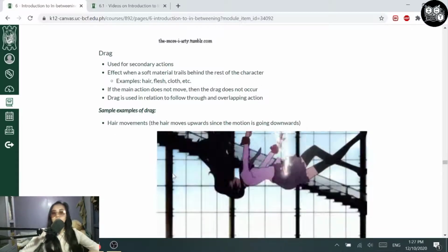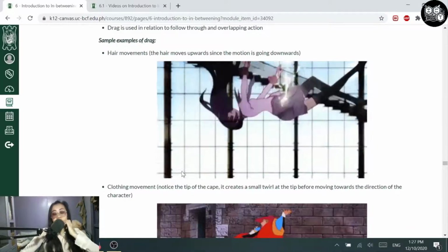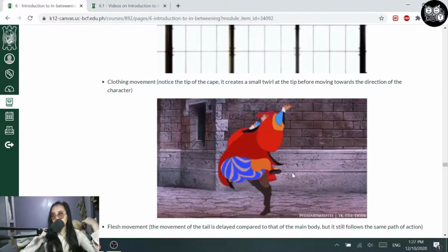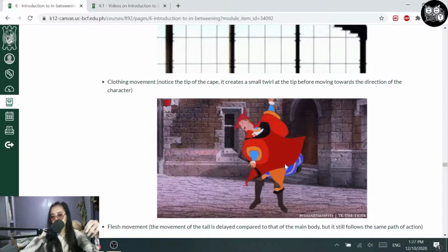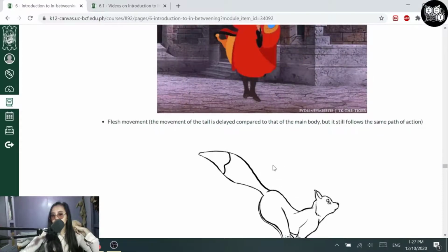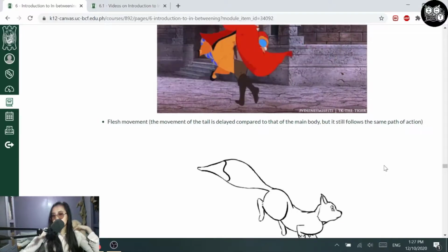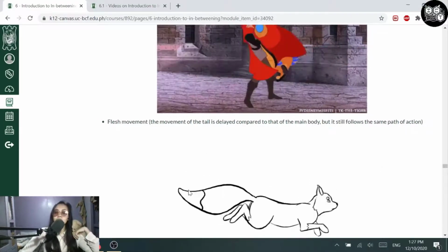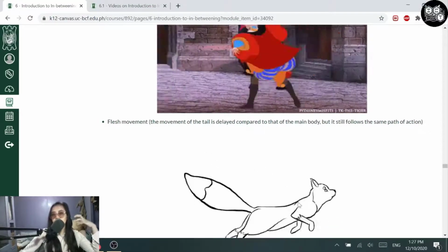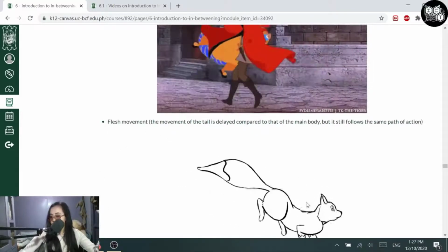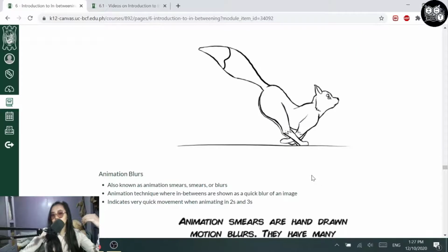So different examples of drag: you have hair movements, which have to trail behind. Clothing movement, if let's say you're walking, it has to go behind you. And then for flesh movement, any type of movement that is more flesh. So let's say back fat, the tail right here, jowls, longer ears, all of those can be used as flesh movement and then can be used for drag.